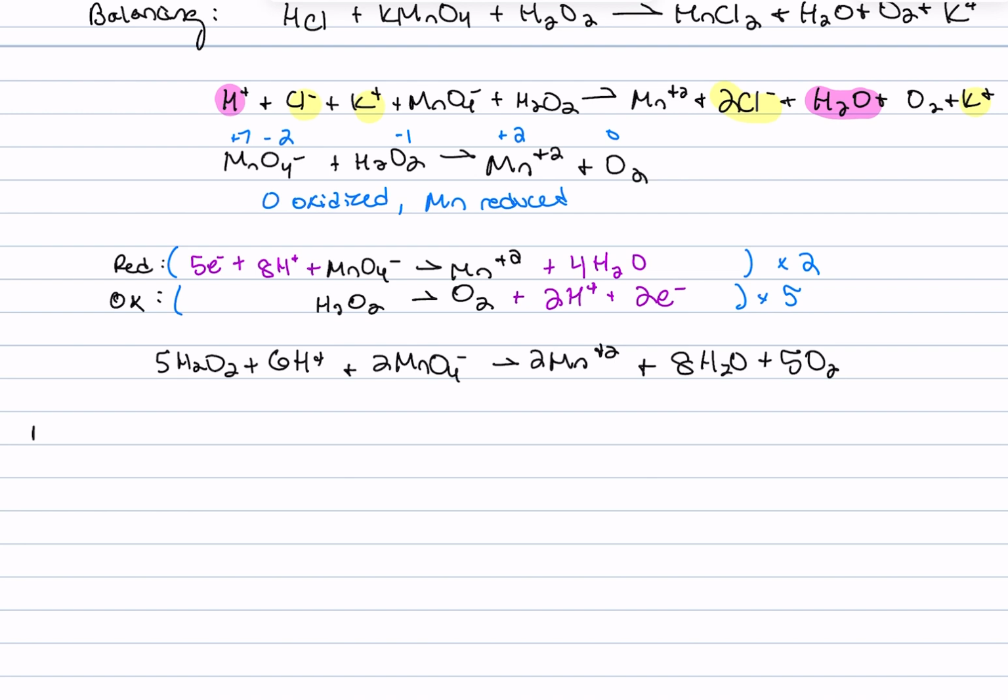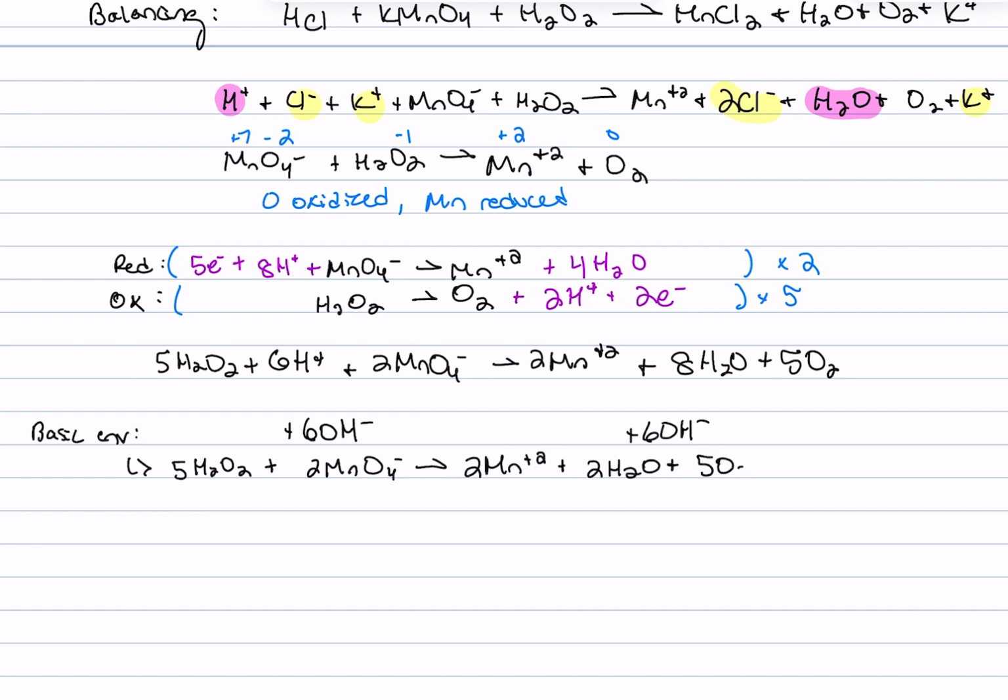And in order to balance this in a basic environment, we can add the same number of OH- to both sides as H+. And so in this case, we'd add 6 to both sides, and that would leave us with 5H2O2 plus 2MnO4- goes to 2Mn2+ plus 2H2O plus 5O2 plus 6OH-.